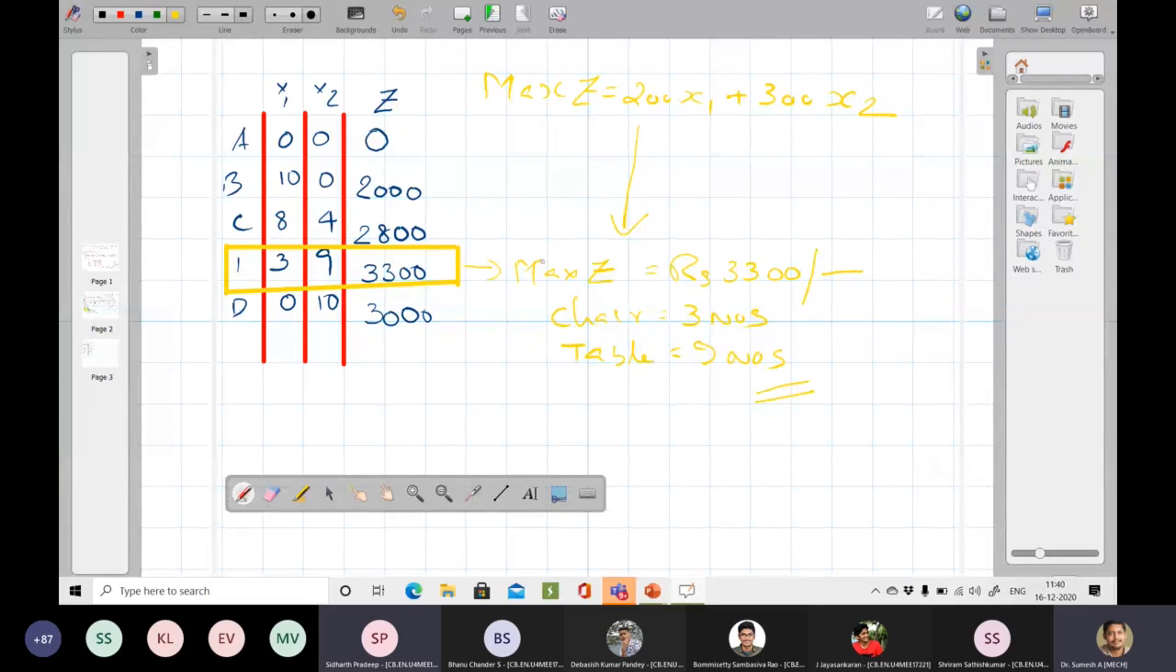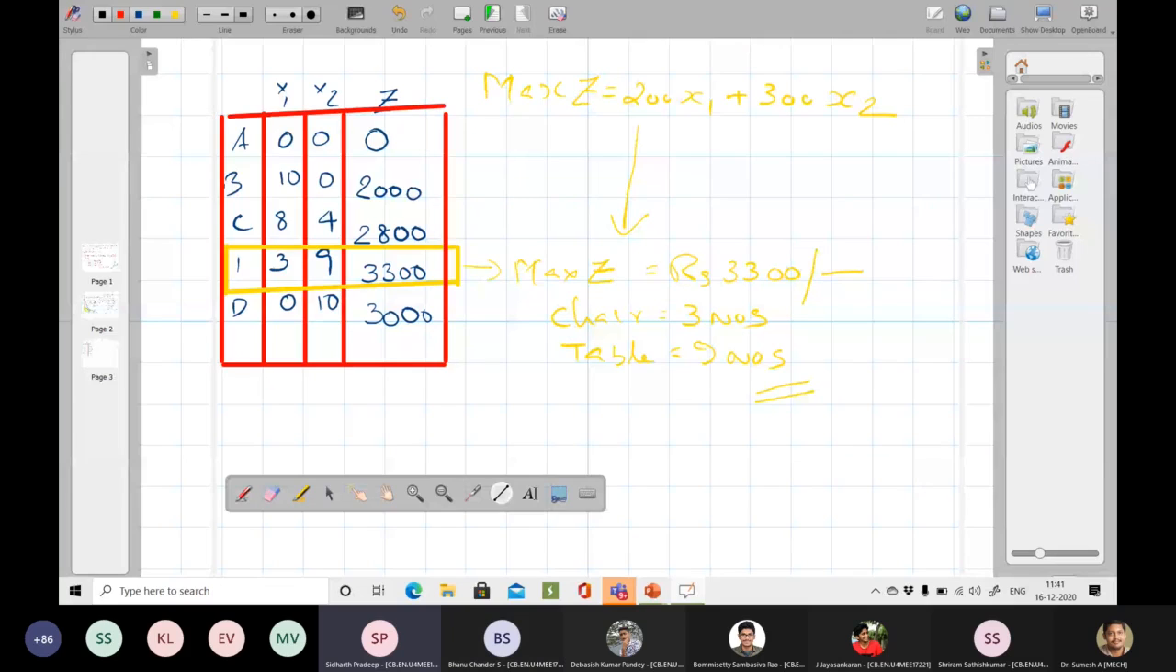Sir, but you told that non-negativity constraint. But is it practical to have X1 also 3 and 9 instead of 0? Which one? Like if that D point is greater than 3,300. Are we only concentrating on the profit, because we will also concentrate on the product? But as it is returning that, you need to concentrate only on that product, so you will get the maximum profit. You don't need to concentrate on the other product.